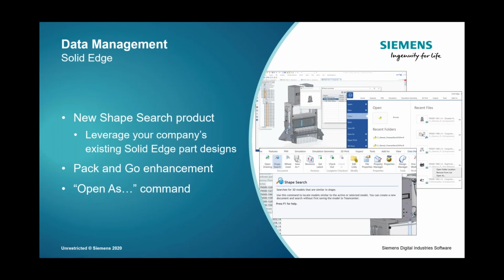Also with Pack and Go, it has been enhanced. So it allows you to trace the links even outside of a current context. And then as we said, the last one, Open As. We all know what Save As does, but now we've got Open As. So we don't have to worry about opening someone else's files and causing any damage.